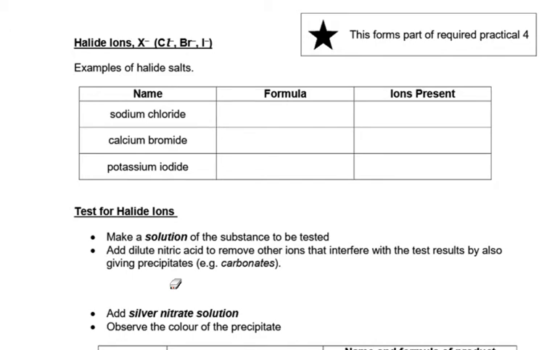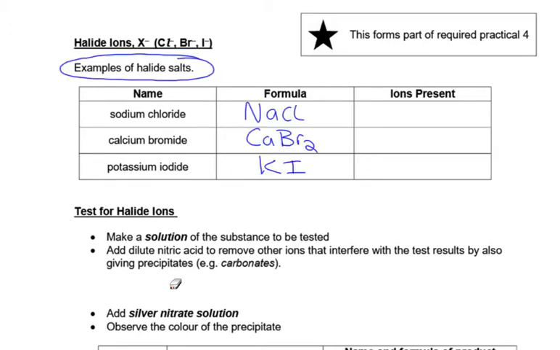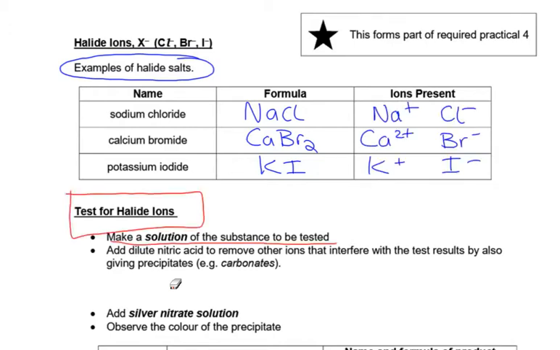You probably have seen this either on a video or a demonstration class, or you've done it as a practical already. So I'm just going to go through some of the observations and the equations. So we're going to be using solutions of the halide ions. So those three there are particular halide ions within their salts. To test for a halide ion, make sure you have a solution of the halide itself.